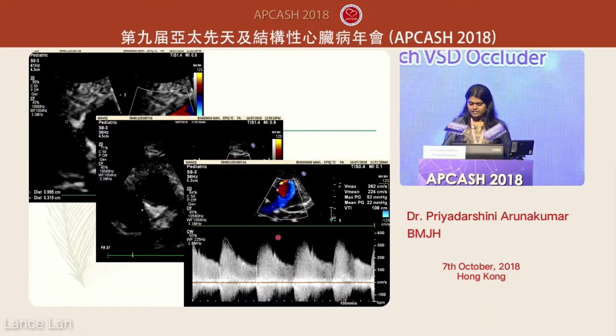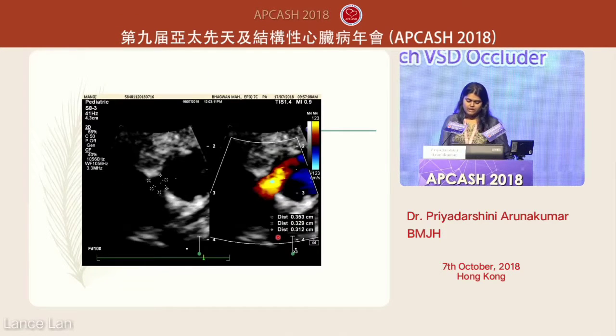Here we find the gradient of 50 by 20 across the defect, suggesting it was a moderately restrictive AP window. And here again, making further measurements at the pulmonary end as well as the aortic end, and the distance between the two discs that eventually would be falling in place. We found that the length would be somewhere around 3.5 millimeter, which meant that we need to use a short length device to sit in perfectly to fit in this anatomy.